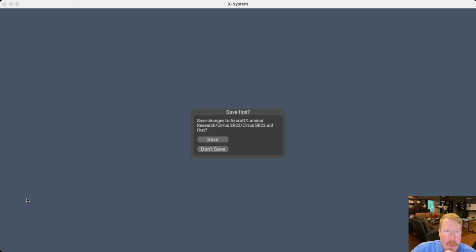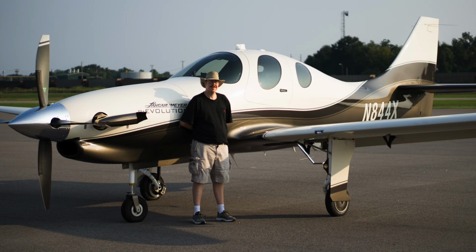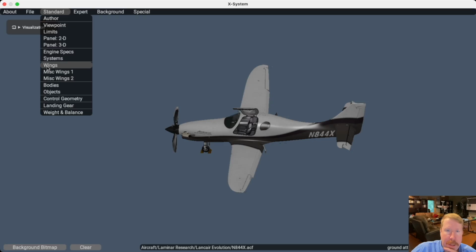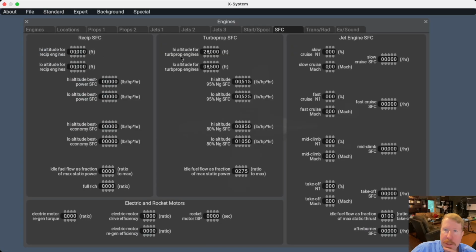So the Cirrus SR-22 is a really nice reciprocating engine airplane. Let's take a look at a nice turboprop airplane. My personal favorite, of course, Lancer Evolution. We go to engine specs, SFC. Now we're going to look at the turboprop tab, okay? High altitude for the turboprop is 28,000 feet, low altitude 8,500. Basically, this is as high as I'm going to fly. This is about as low as I can imagine flying, although really I don't even fly this low pretty much ever.